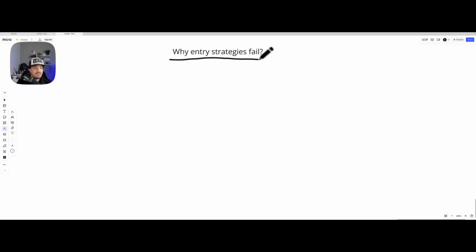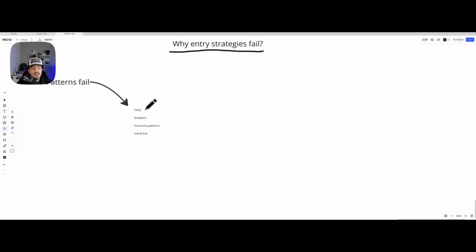Before we dive into everything, you need to understand why strategies actually fail within the market. The main reason is everyone is trading a pattern. Every pattern within the market fails. So what are the main patterns within the market which fail? Entry patterns such as fair value gaps, breakers, even harmonic patterns and trend lines, they all work. However, they fail the majority of the time. And why do they fail the majority of the time? Well, people lack context. So the context is drawn liquidity. They don't know where the market wants to go. And if you don't know where the market wants to go, trading a fair value gap, breaker, harmonic pattern or a trend line, these are all going to fail. And this is where your losing trades are going to come from.